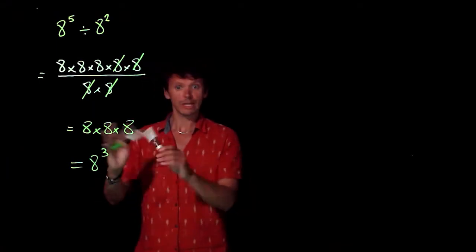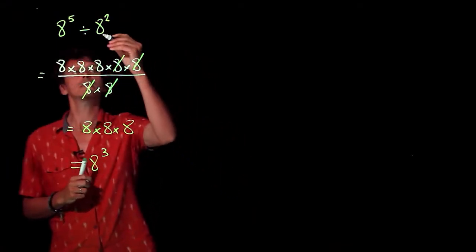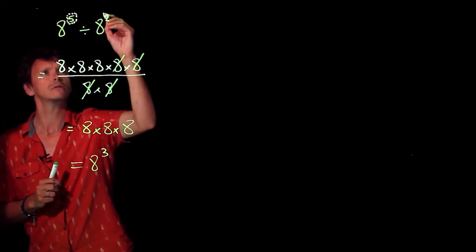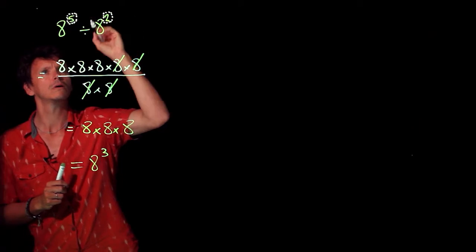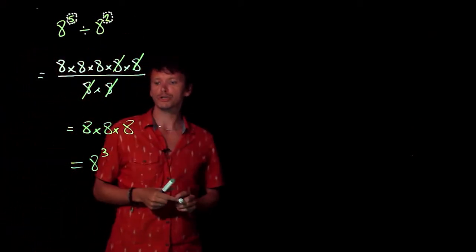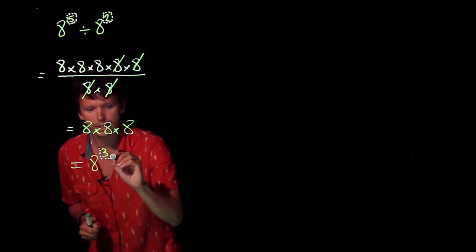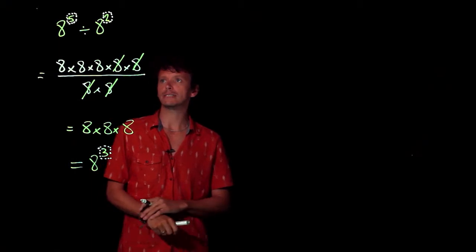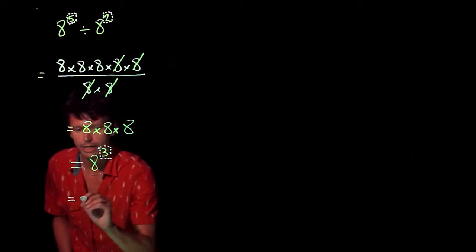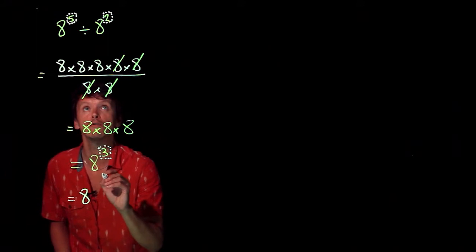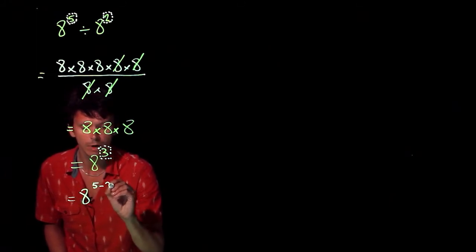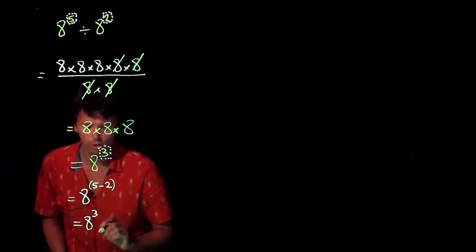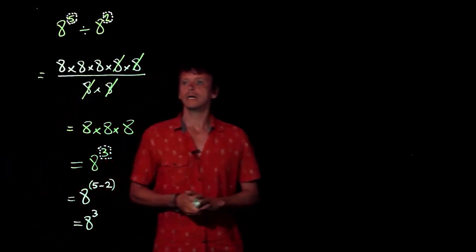Okay, well that's great. But what do we notice? If we come back to our original question and look at the powers, 8 to the power of 5, 8 to the power of 2, down here we've got 8 to the power of 3. We've actually subtracted the powers. So what we've got down here is 8 to the power of 5 minus 2, which equals 8 to the power of 3.